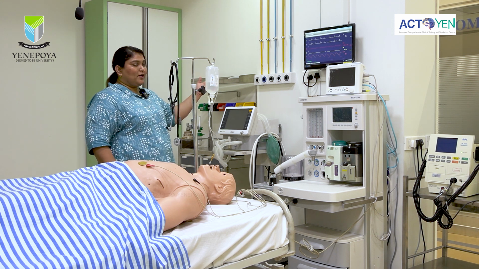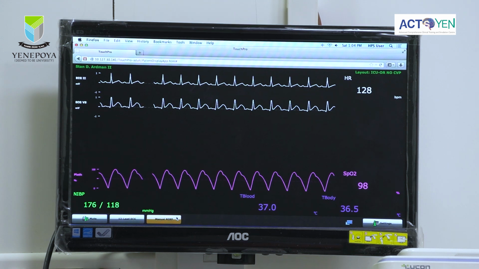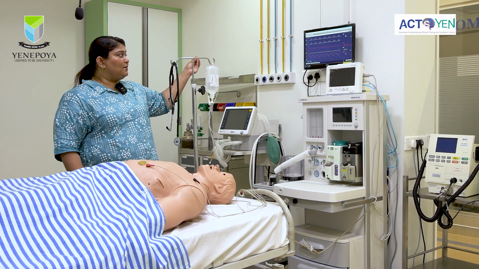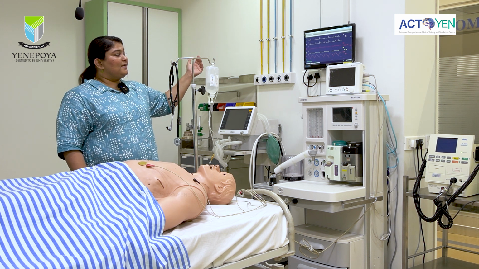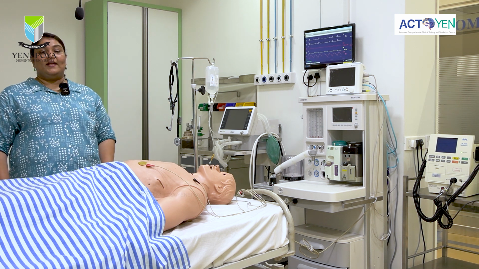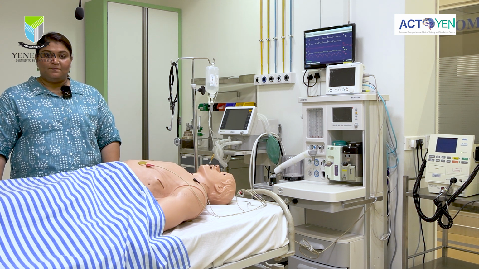So let's move on to the monitor. You can see different variables on the monitor. On the monitor you can see the heart rate. We can change the heart rate, we can produce dysrhythmias, we can lower the blood pressure or increase the blood pressure, and we can decrease the saturation or increase the saturation based on our scenario. We can also perform catheterization and monitor the urine output on HPS.